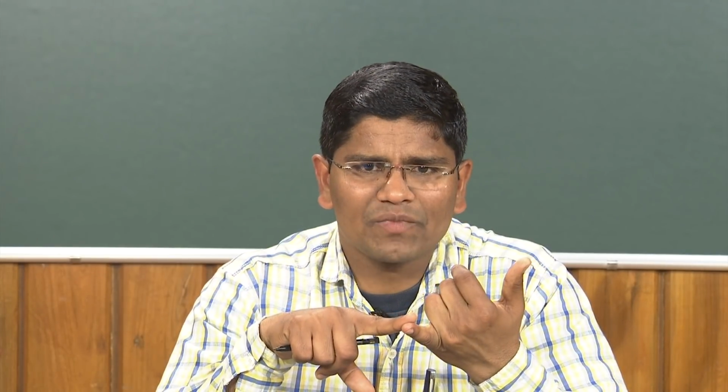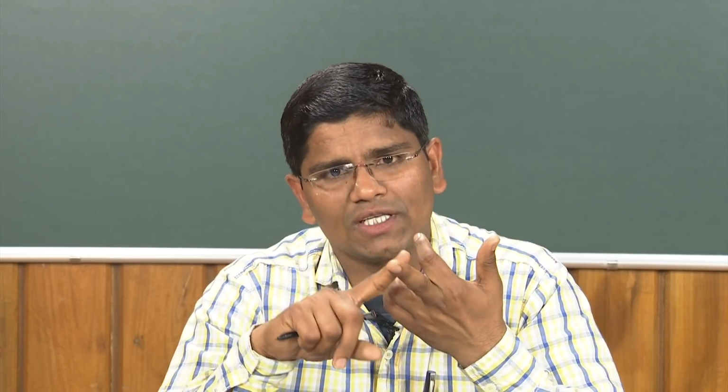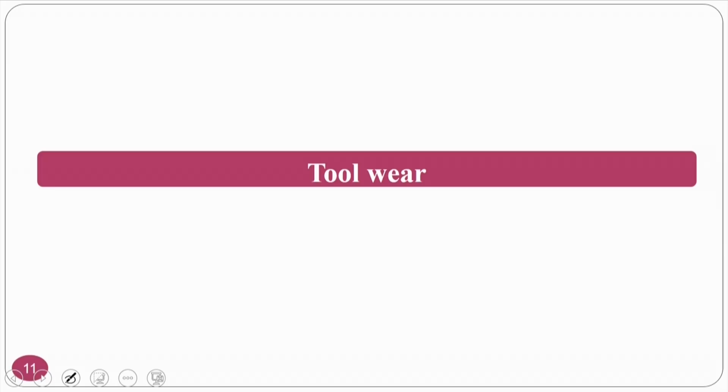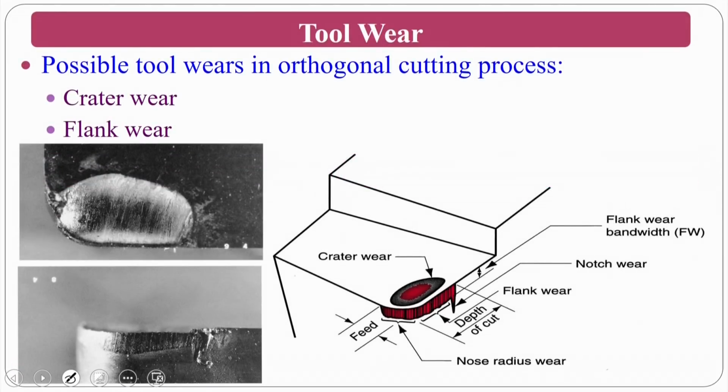These are the three mechanisms. One is abrasion, where a rubbing action takes place, which is a mechanical action. The second one is adhesion, which is a thermal one, and the diffusion is also a thermal one. So, these are the three mechanisms on which the tool wear depends. Now, we will go into the two wears. The possible two wears in the orthogonal metal cutting process are, one, crater wear, which we have already seen, and the other one is the flank wear.